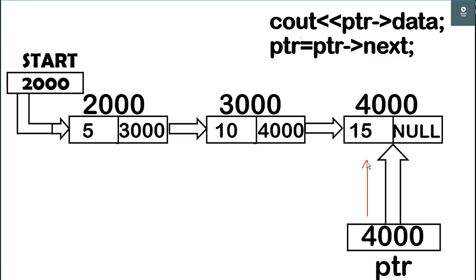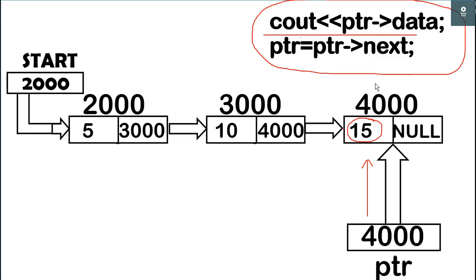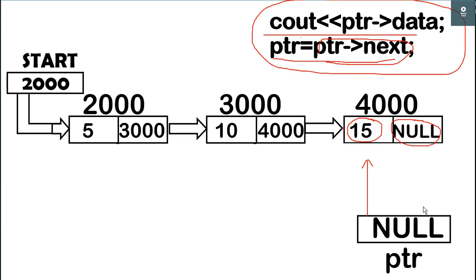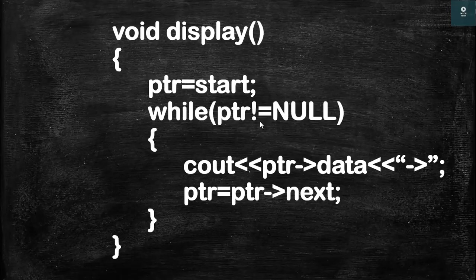Now after this, we'll execute this part again, that is we have cout ptr to data, and after execution of this line, this data is printed. And after this, we have ptr is equal to ptr to next. Now ptr to next is null. So now we have null stored inside this ptr. After this, we'll stop the execution. Why? Because we are at the end of this list. So in this way we can display the linked list.